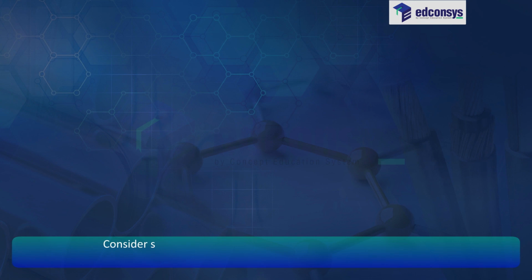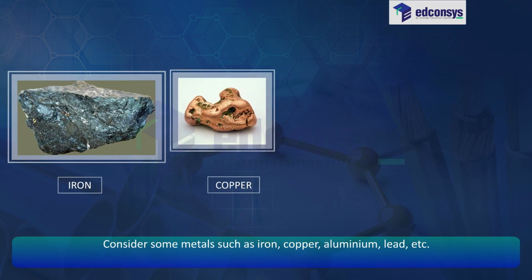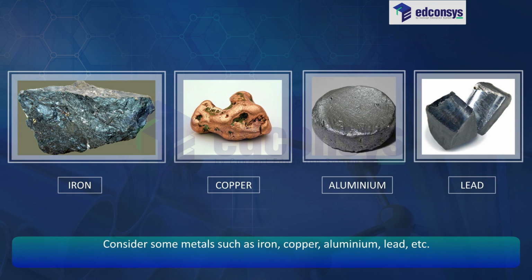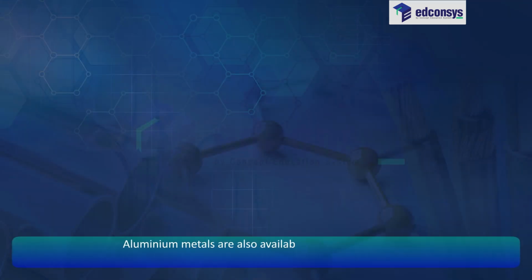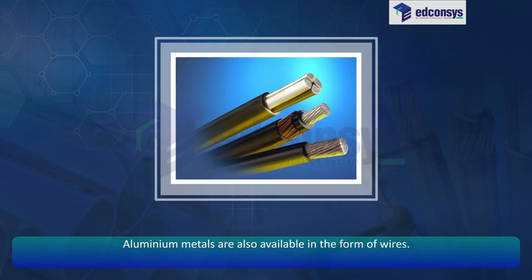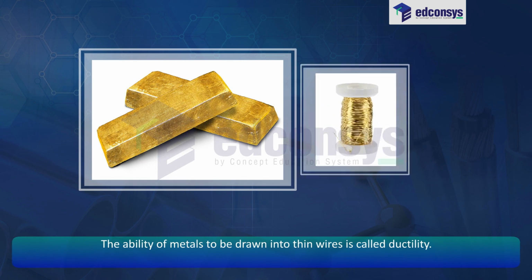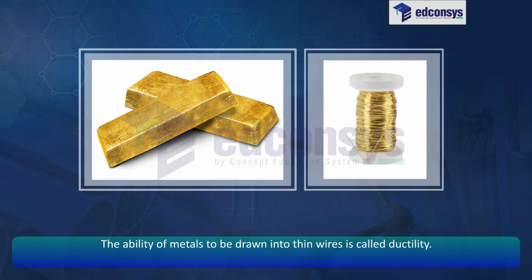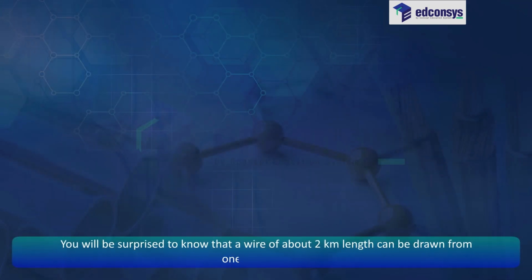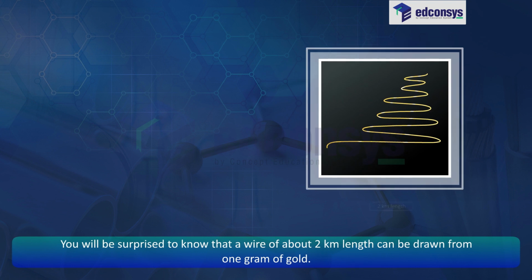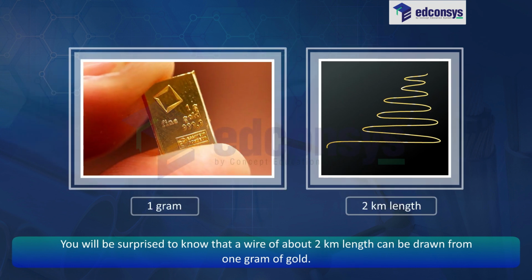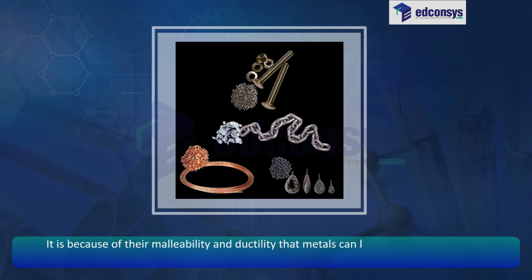Activity. Consider some metals such as iron, copper, aluminum, lead, etc. Aluminum metals are also available in the form of wires. The ability of metals to be drawn into thin wires is called ductility. Gold is the most ductile metal. You will be surprised to know that a wire of about 2 km length can be drawn from 1 gram of gold. It is because of their malleability and ductility that metals can be given different shapes according to our needs.